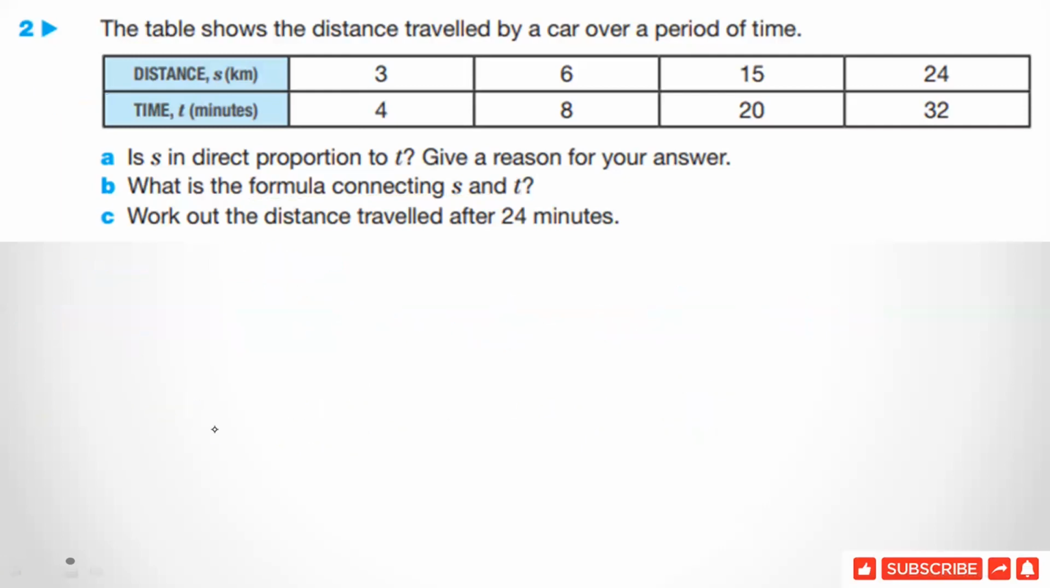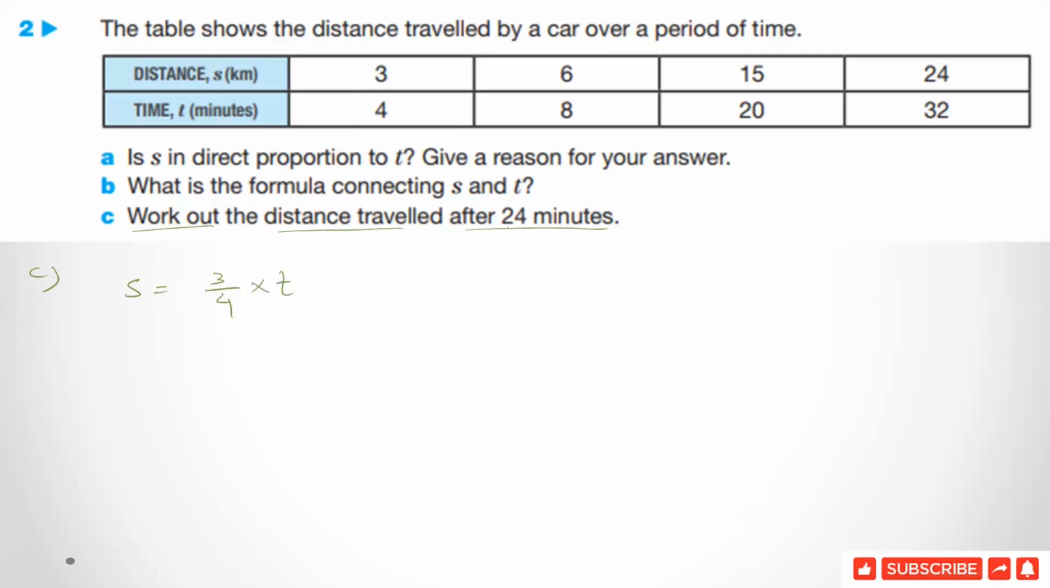Now we do question number 2, C part. Okay, I change the pen. Here C part states, work out the distance traveled after 24 minutes. Remember we found the formula connecting S and T, as S and T are in direct proportion. So we check S is equal to 3 by 4 times T.